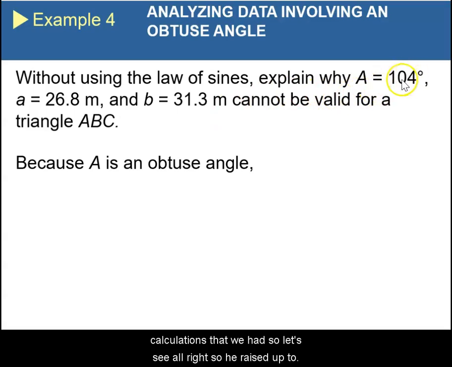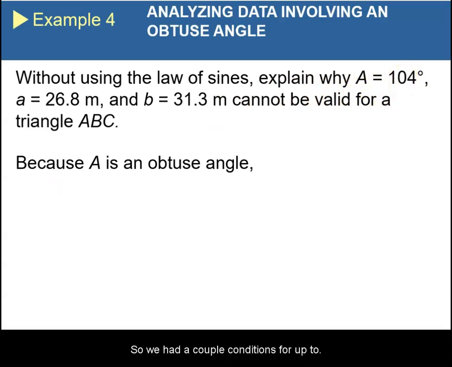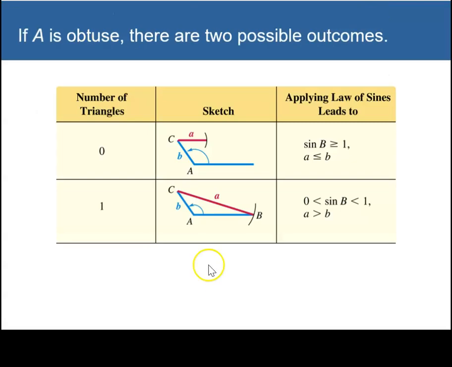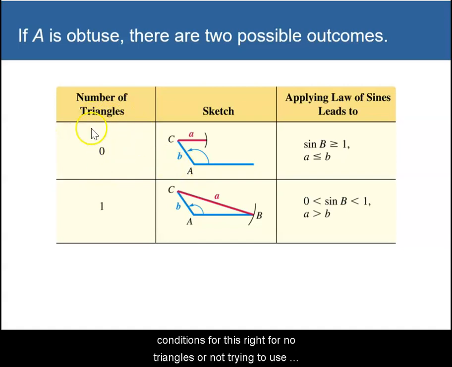So here A is obtuse, okay? So we had a couple conditions for obtuse. Okay, this is what our diagram for obtuse looked like. So we know that we have an obtuse angle, and we're trying to satisfy the conditions for no triangles, but we're not trying to use the law of sines. I'm sure we could take the sine of one angle, but that's not going to really work for us because we have to do law of sines to find that. So let's look at what we have, right? So we have an obtuse angle.